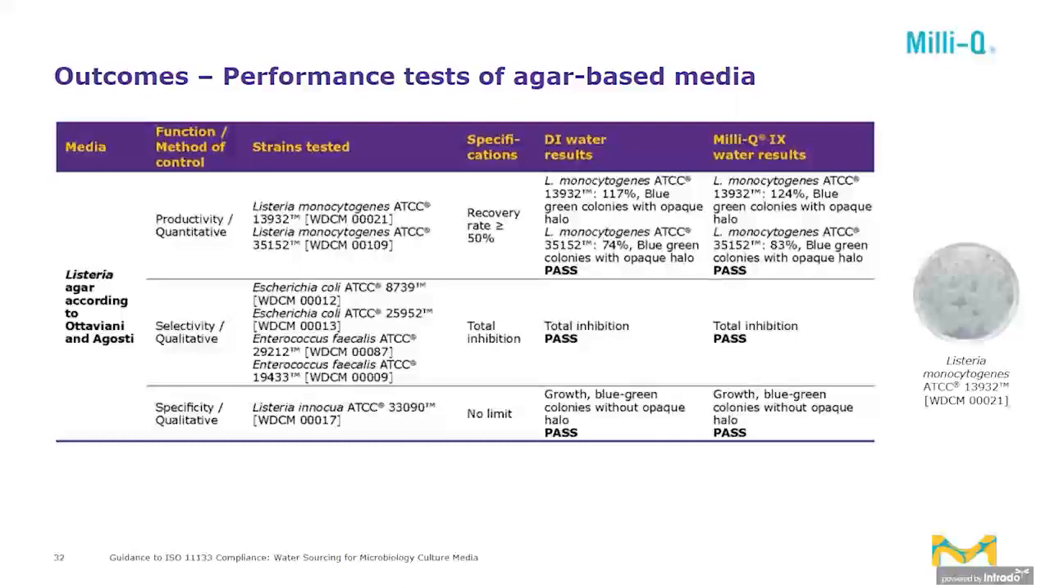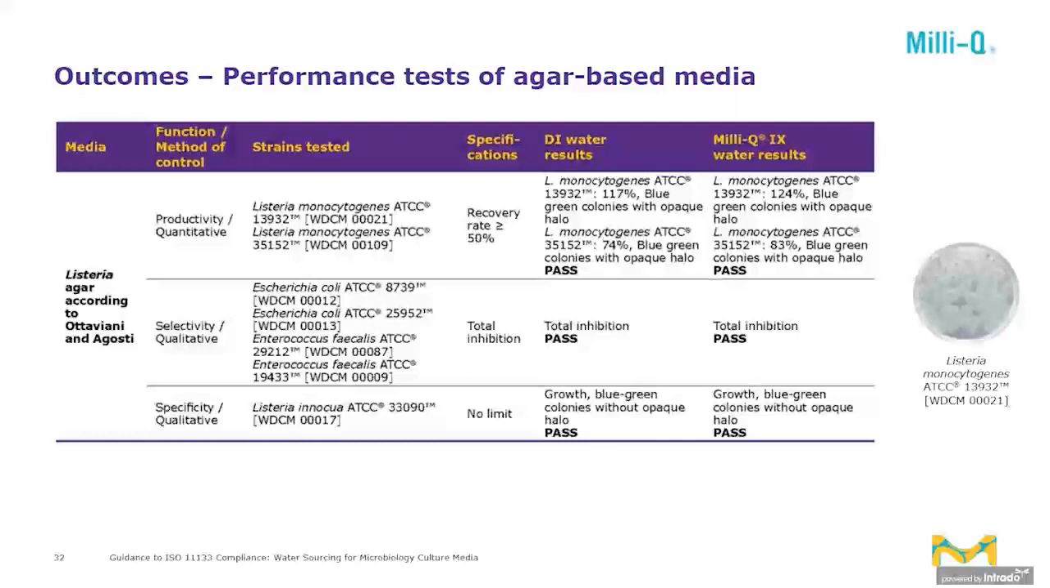One example we want to explain in more detail is the chromogenic selective agar, Listeria agar according to Ottaviani and Agosti, for enumeration of Listeria monocytogenes. Enumeration means it is a medium used for quantitative testing. That means the productivity has to be tested quantitatively. You see it here on the left part, the function and method of control. So the productivity has to be tested quantitatively.